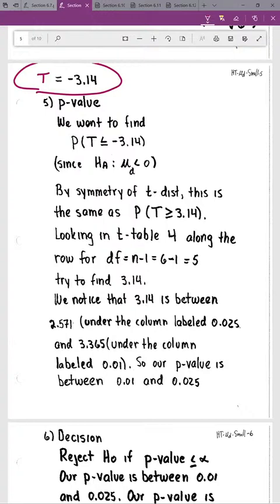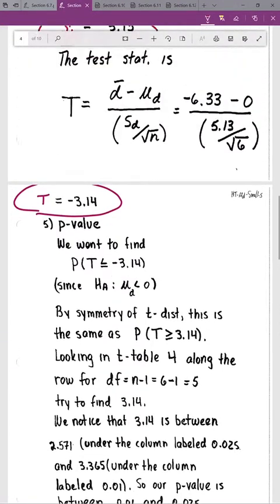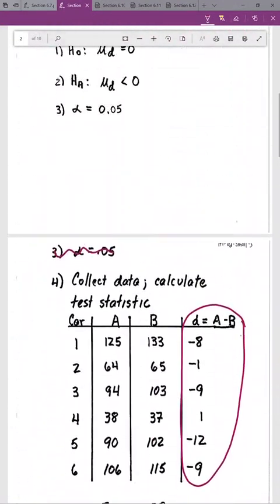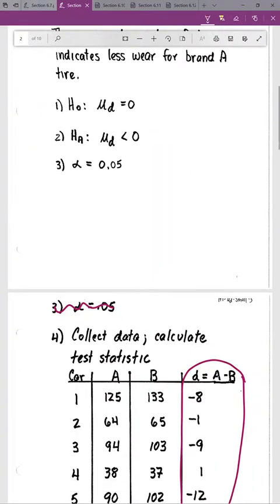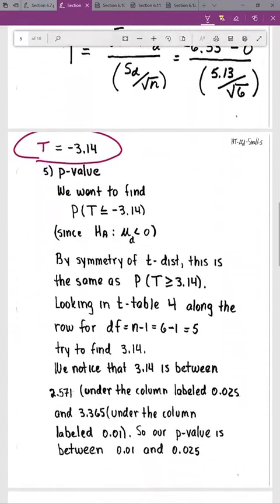So that means our p-value is going to be somewhere between 0.01 and 0.025, which in either case means that our p-value is going to be less than or equal to our alpha value of 0.05.